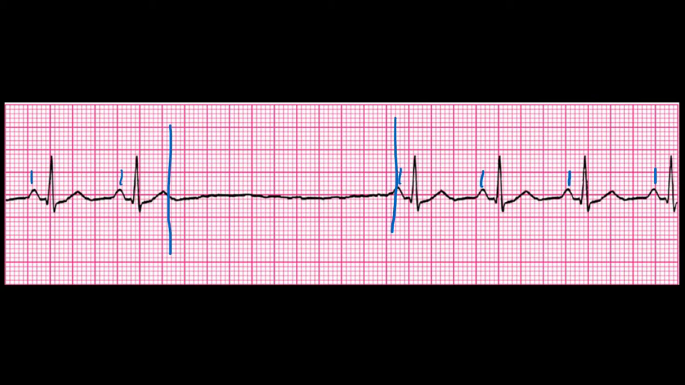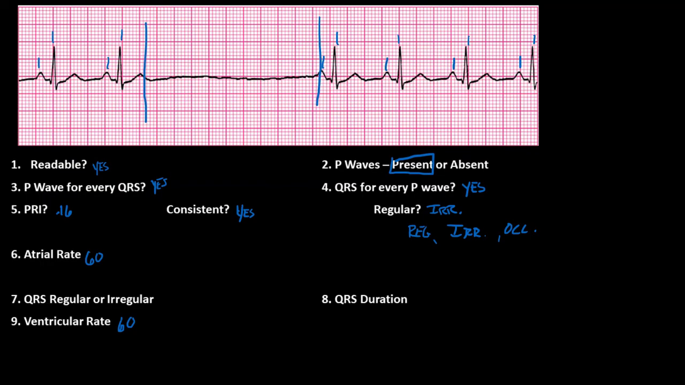And we're going to check out our QRS complexes as well while we're here. 5 and 6. And that tells us that our ventricular rate is at 60 as well. And taking a look at the EKG again tells us that the QRS complexes are irregular. And we already identified that this is probably going to be, at this point, occasionally irregular.